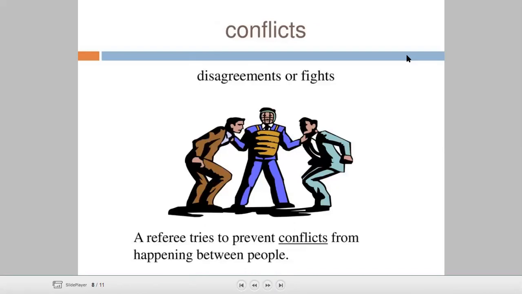Conflict means to have a disagreement or fight between each other. A referee tries to referee, it means what? It means the judge in the middle, for example, in a football match or in a wrestling match. You will find the person who tries to judge between the people. We call him in English a referee. A referee tries to prevent conflicts from happening between people.